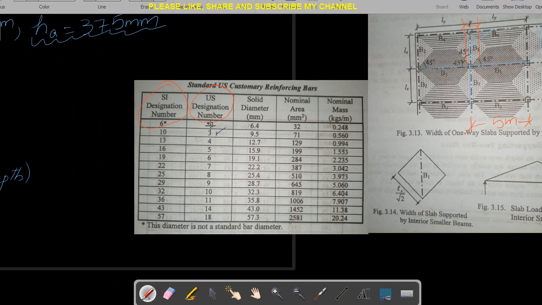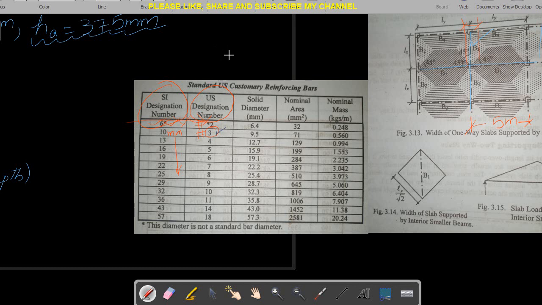So the first one is number 2. Although number 2 bar is available in the market, in the ACI code this bar is not used. Similarly, we start from number 3. This is my number 3 bar. Remember, these bars are in millimeter. All these bars are in millimeter. So this is number 3.